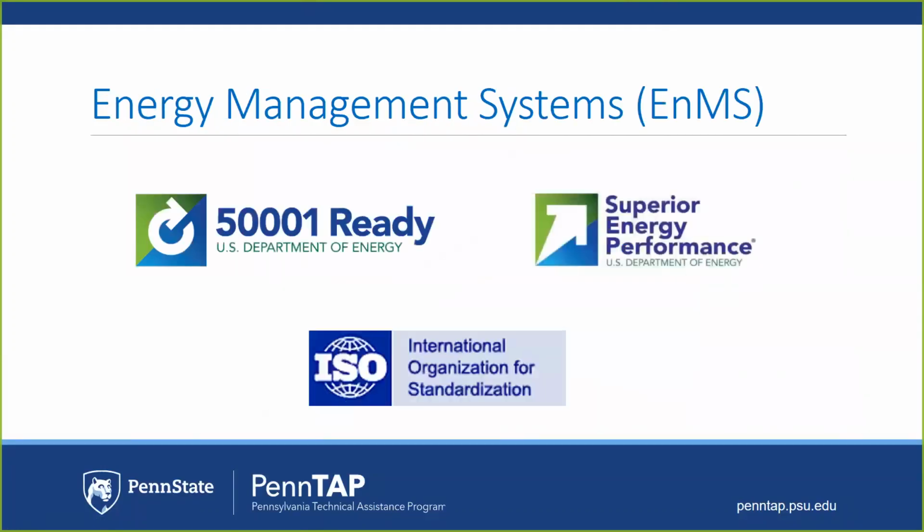Penn TAP also helps organizations to create and implement energy management systems, or EnMS. An EnMS is designed to help organizations take a systematic approach to achieving continual improvement in energy performance by creating a framework to integrate energy efficiency into existing management systems. An EnMS can help you establish the policies and procedures to plan, identify, prioritize, and implement projects that will improve your facility's energy performance.